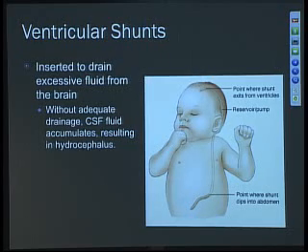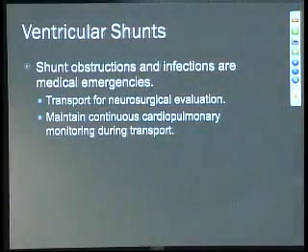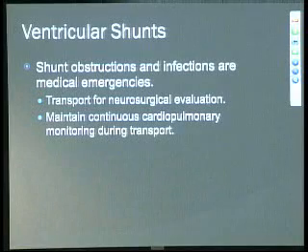And all of these can get infected, can get broken. So if they're not draining properly, then these children present with increased ICP. It usually starts with vomiting and headache, and then can move on to a blown pupil. These children can occasionally get very, very sick. So shunt obstructions and infections are medical emergencies.